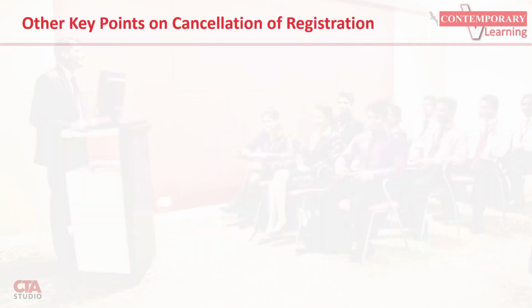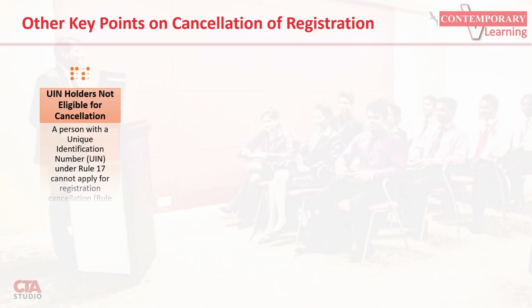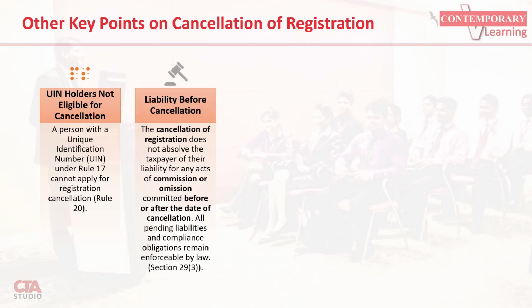Let me highlight some important additional points about cancellation of registration. UIN holders not eligible for cancellation. A person with a unique identification number, UIN, under Rule 17 cannot apply for registration cancellation. Rule 20. UIN holders are typically UN bodies, embassies, etc., who need permanent recognition.